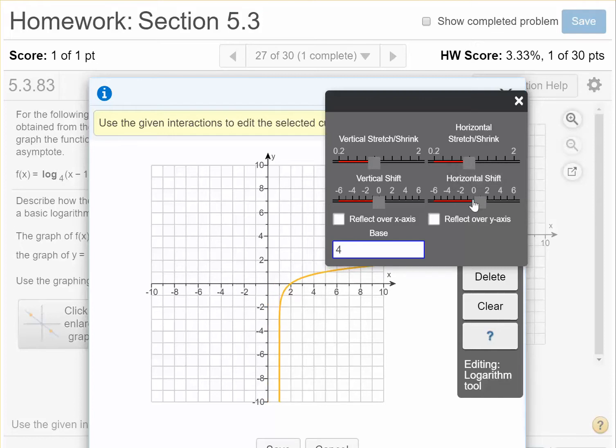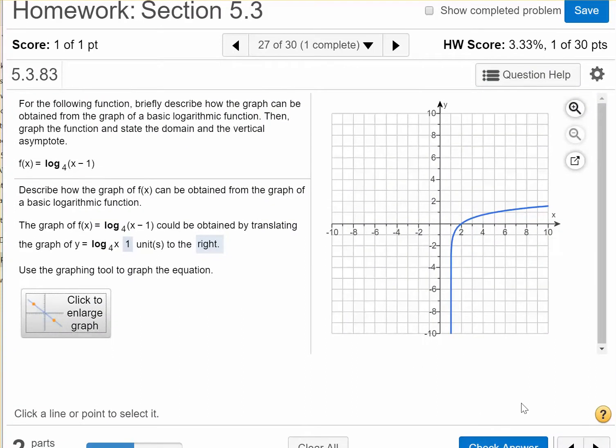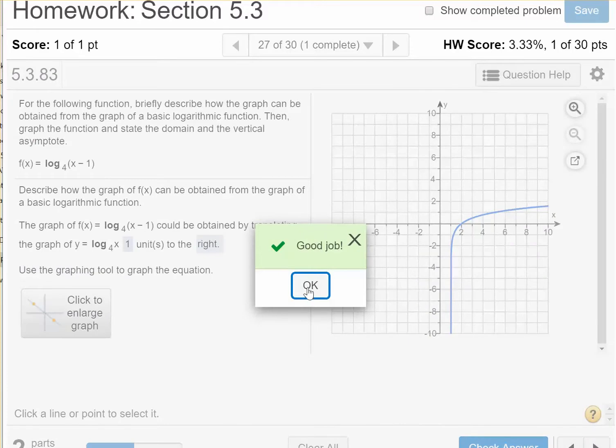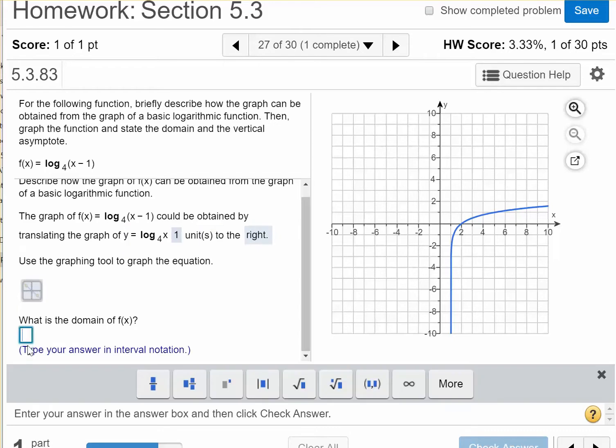I usually just click on save down below. And then when you check your answer, it's good, and we'll go on to the next problem. I guess I can finish this out.